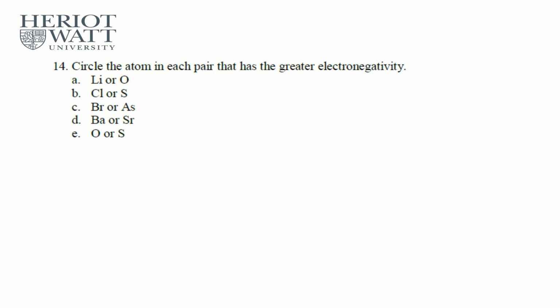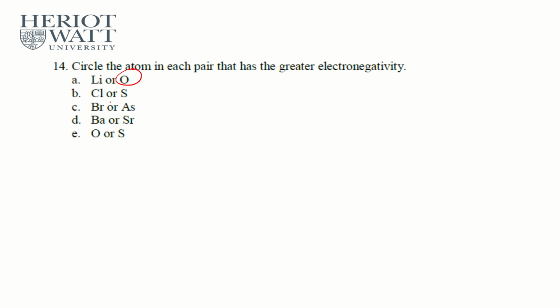Question 14: Circle the atom in each pair that has a greater electronegativity. Between lithium and oxygen, which has a higher electronegativity? Again, look at the trend across the period. Core charge increases, shielding effect stays constant, so they are getting more and more electronegative when you move across a period. So between lithium and oxygen, of course, oxygen.